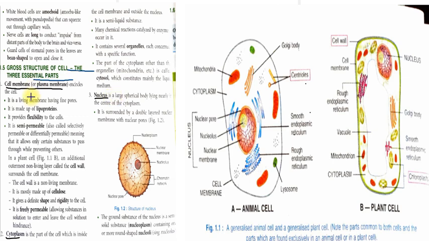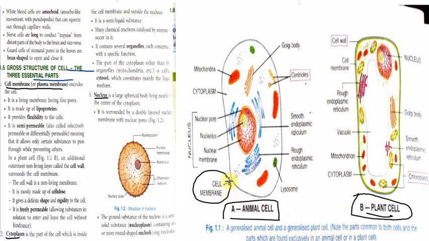So what is the cell membrane? This cell membrane encircles the cell. This is the cell membrane. This is the animal cell, this is the shape of an animal cell, and this is the plant cell, right? So this is the cell membrane of the animal cell, and this is the cell membrane of the plant cell. So it encircles the cell. The cell is found inside it, right?